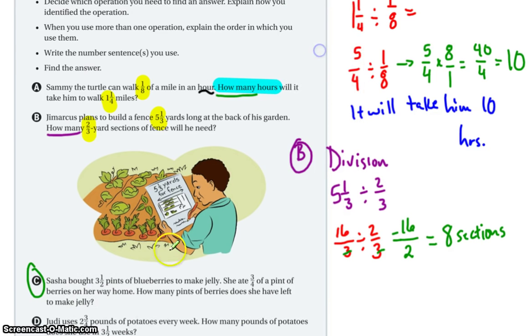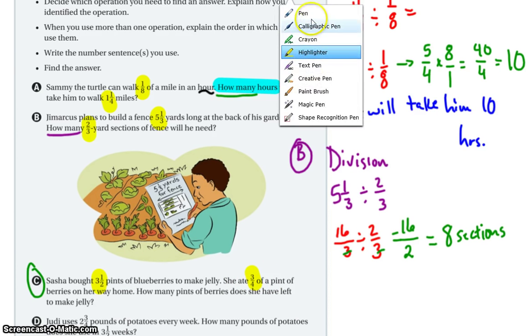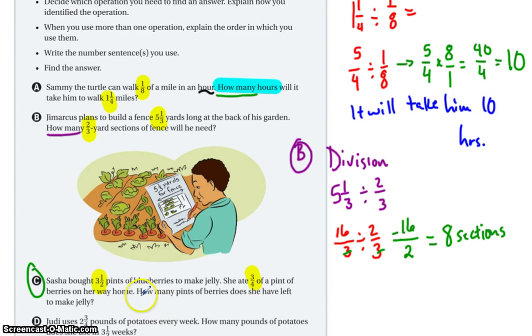Okay, and you will need the numbers. It says Sasha bought 3.5 pints of blueberries to make jelly. She ate 3/4 of a pint on her way home. How many pints of berries does she have left? Okay, so we need 3.5 because that's our starting point. And then we have 3/4 is what she ate, so she's getting rid of those. And then our question, how many pints of berries does she have left to make jelly?